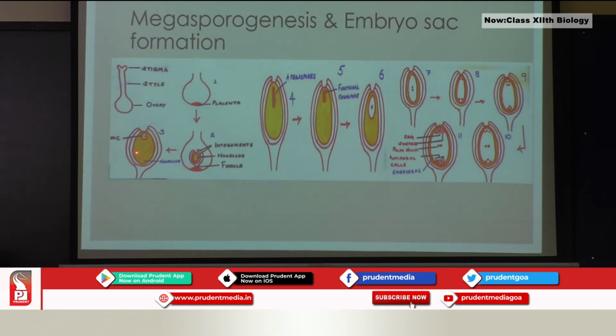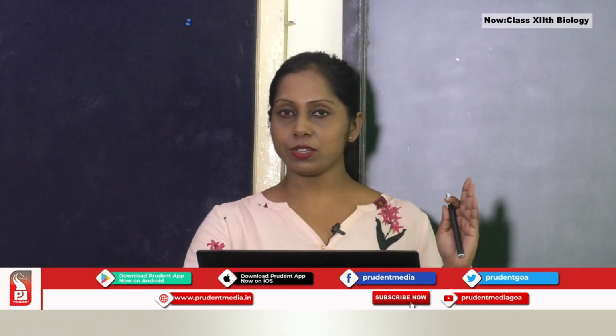This is the nucellar tissue or the nucellus, in which one nucellar cell is selected which behaves as the mother cell or the megaspore mother cell. This selected megaspore mother cell, which is a diploid cell now, begins with meiosis 1 and meiosis 2 gets completed, resulting in the formation of how many megaspores now at the end of meiosis? 4 megaspores.